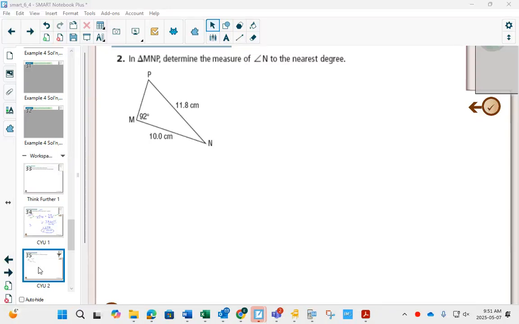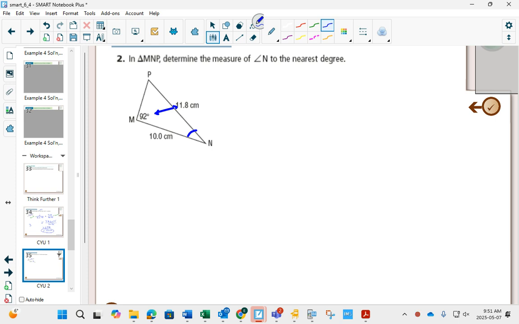So, in triangle MNP, we want to find the measure of angle N. So I'm going to just put a little blue part here. This is what we want to find. Okay? Now, notice we have an angle and an opposite side. So we can use the sine law.